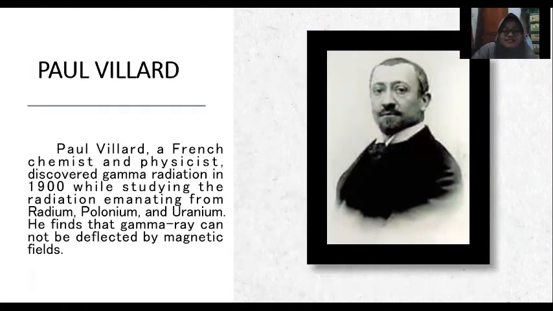Next, third, Paul Villard. Paul Villard, a French chemist and physicist, discovered gamma radiation in 1900 while studying the radiation emanating from radium, polonium, and uranium. He found that gamma rays cannot be deflected by magnetic fields.